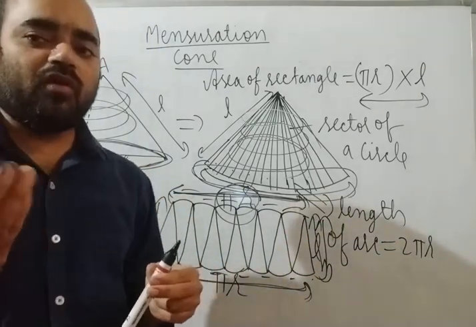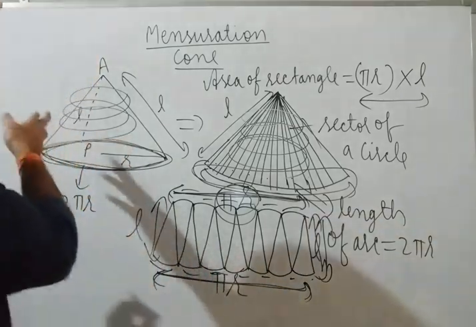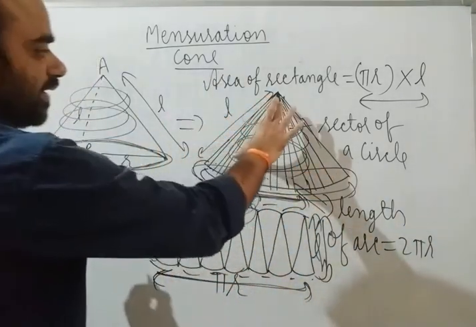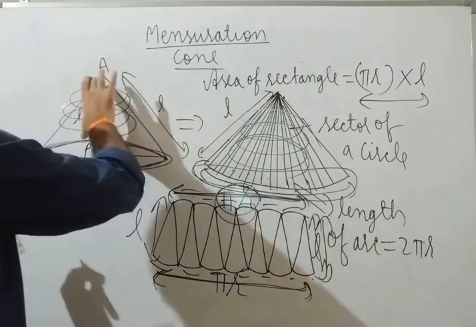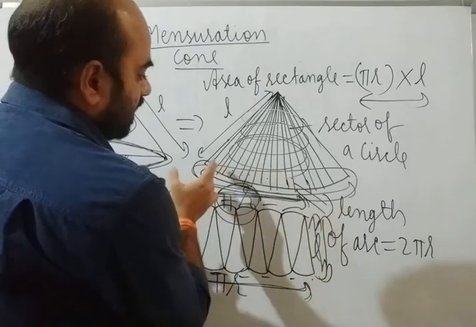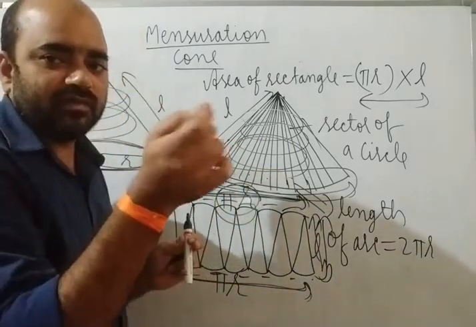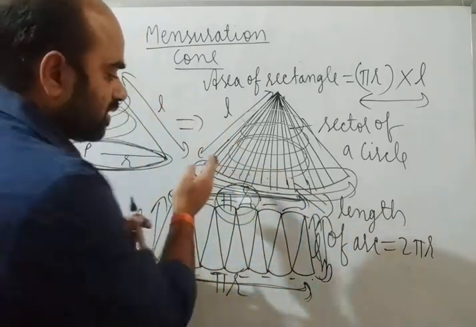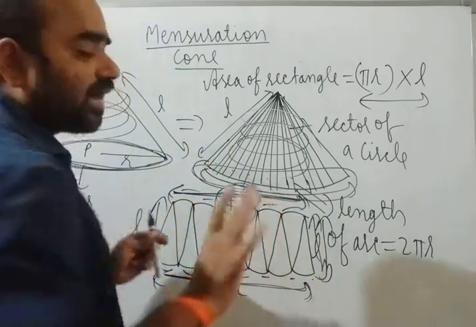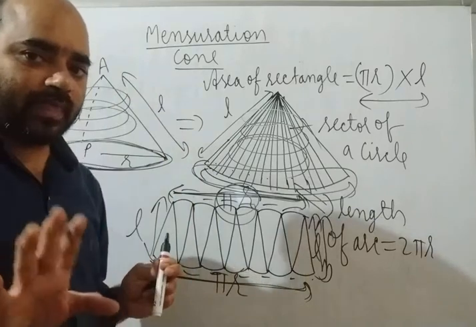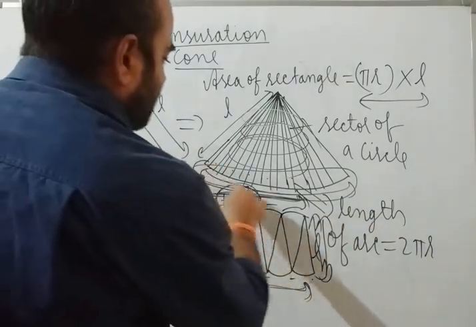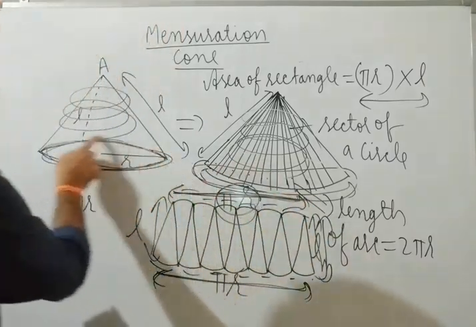Use one cone of paper or cardboard, cut it along the slant height. You will get a sector. You can verify the radius of the sector will be equal to the slant height of the cone. Now divide the sector into small pieces, small sectors, and arrange like this. When you arrange, you will get a rectangle approximately.